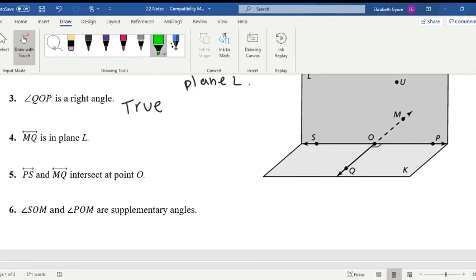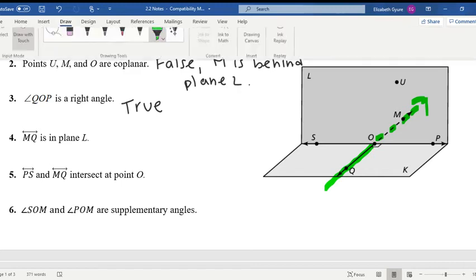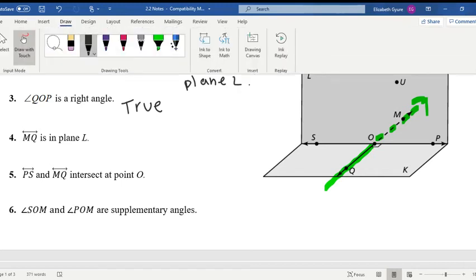Line MQ is in plane L. Here's line MQ. It kind of starts towards Q, goes towards O, and then back here, it's going back behind this plane. So remember, when we say our line is in a plane, it is completely contained within it. Plane L is vertical, right? And line MQ is kind of coming at us, right? And then going back. So that would not make sense. It's actually intersecting that plane. It's not actually contained within it. So we're going to say false.